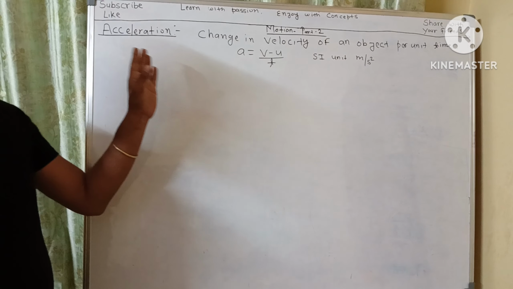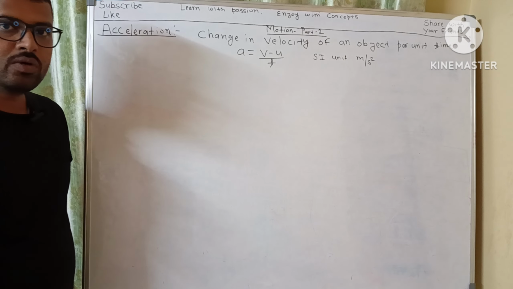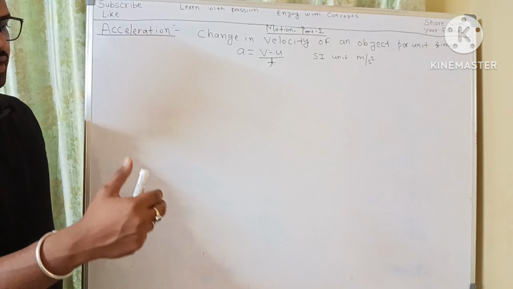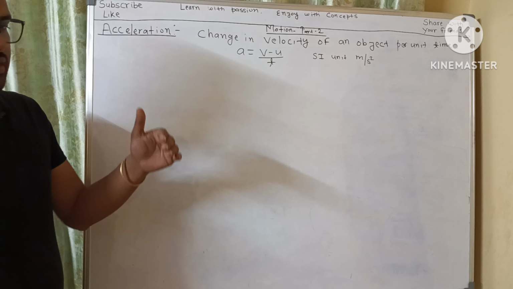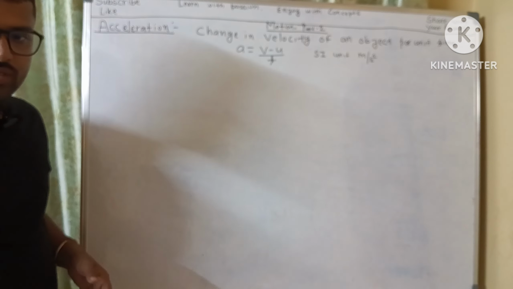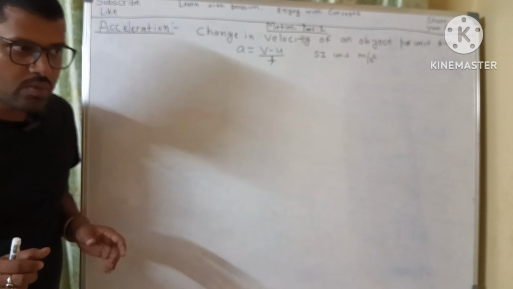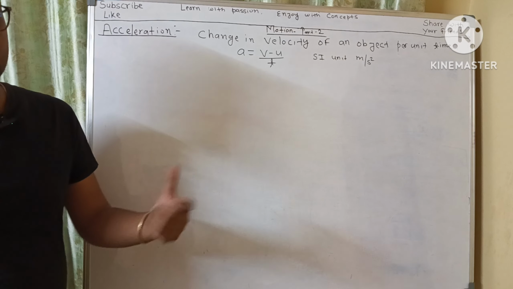So acceleration we'll discuss here first. What is acceleration? You know that in a vehicle we have an accelerator. What does it do? The accelerator changes its velocity. If you are moving with a certain velocity and you want to change the velocity, then what do you have to do? You have to accelerate.